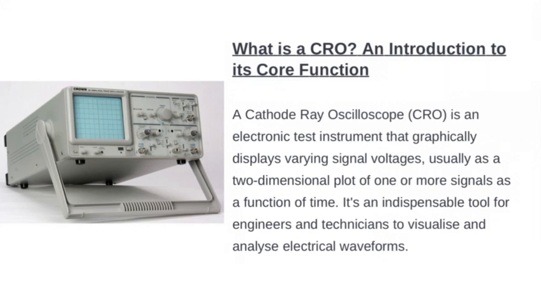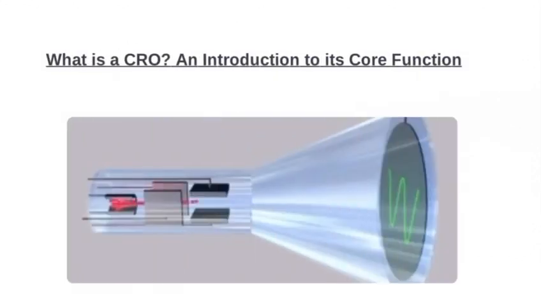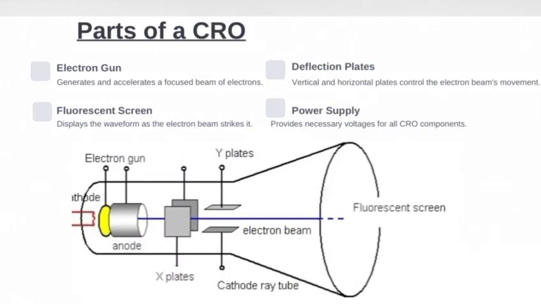This makes it an extremely useful tool for engineers, scientists, technicians, and students who need to study the behavior of electrical circuits and signals. On the CRO screen, the horizontal axis represents time, also called the x-axis, while the vertical axis represents voltage, known as the y-axis. By observing the shape and movement of the waveform on the screen, we can understand how a signal is changing with time and how strong the signal is.